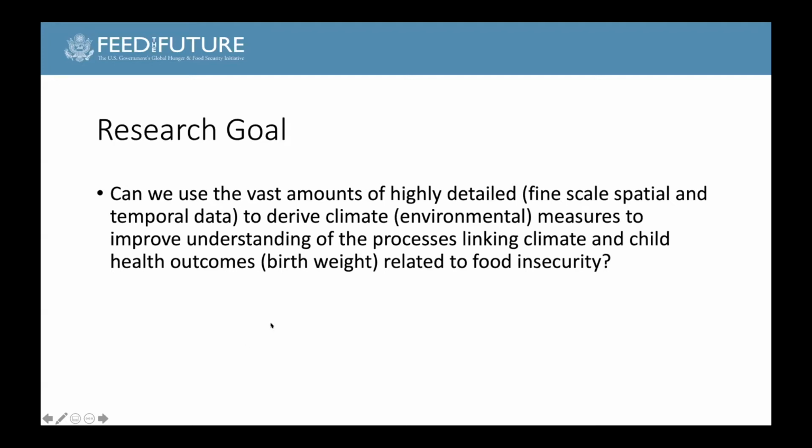So we're trying to figure out the measurement, but we're also trying to understand this variation in low birth weight and how that relates to food and climate variability.